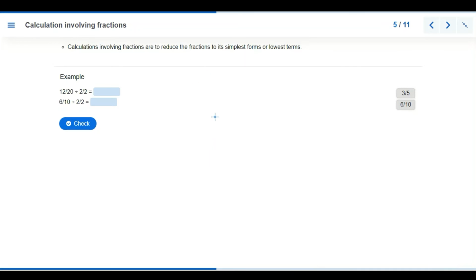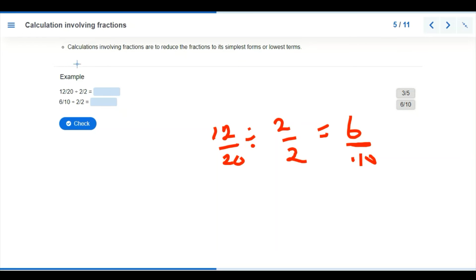Okay, so let's solve. We have 12/20. 2 is common to both of them, so we divide through by 2. So let's divide this one by 2. We divide this one by 2. 2 can go in 12 how many times? That is 6, right? 2 can go in 20 how many times? That is 10. So we can have our final answer here to be what? 6/10.